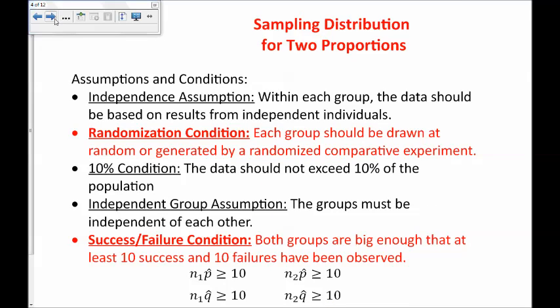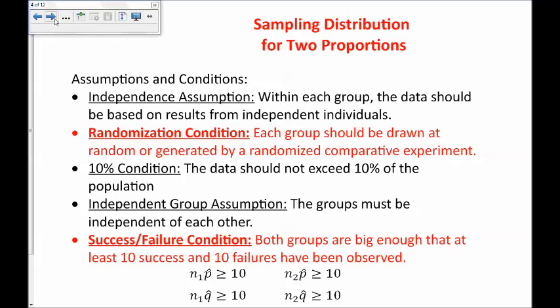So, a sampling distribution for two proportions. There are some assumptions and conditions. Some of these will look familiar to you. You'll see similar ones throughout the year. The independence assumption: within each group, the data is collected independently from the others. Randomization: each group should be drawn at random or generated by a randomized comparative experiment.